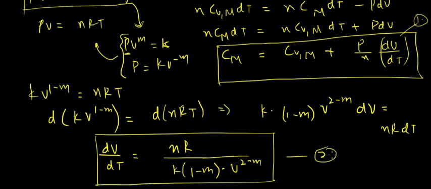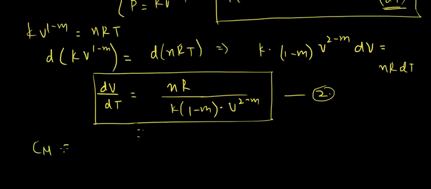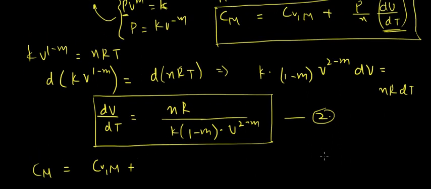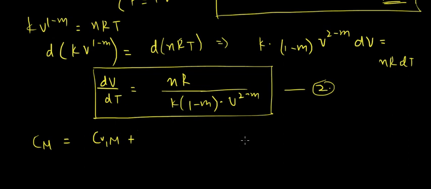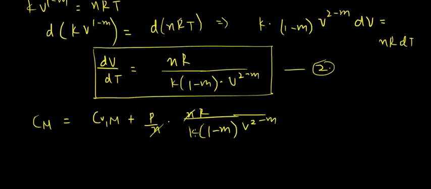So put this value of dV by dT from equation number 2 into equation number 1. Put the value of dV by dT here. So we would be getting Cm equals Cvm plus P upon n times dV by dT. dV by dT is nR divided by k times 1 minus m times V to the power 2 minus m. n and n get cancelled out, and we already know that PV to the power m is constant k.